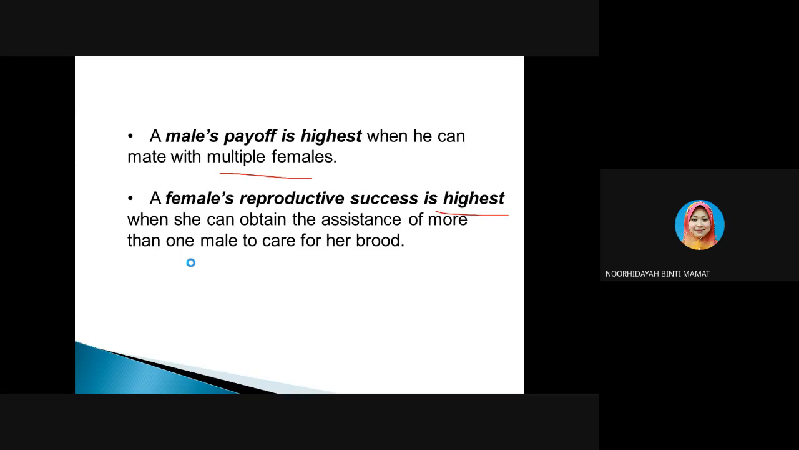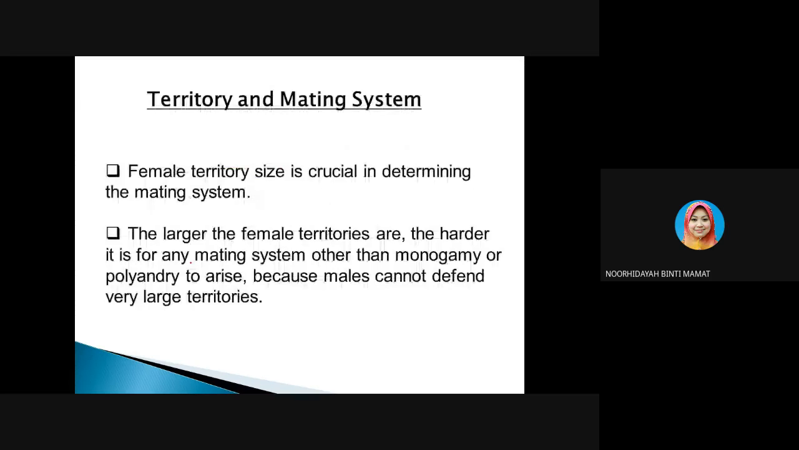All right. So we go to the territory and mating system. The female territory size is crucial in determining the mating system. Just now we were talking about the figure, right? If the female's territory is small, or if there are several female territories, the mating system could be monogamy, polygyny, polyandry, or polygynandry. It depends on the territory of the female.